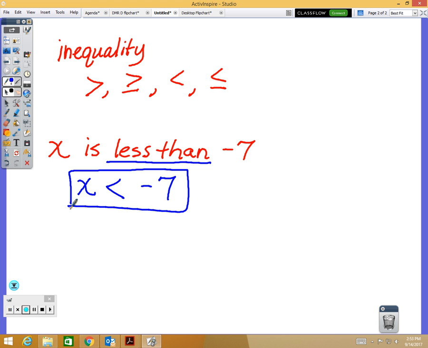So again, you had to be careful of the wording. If I said greater than, think about in your head which one would be greater than. This one, right? Greater than, okay? If I said less than or equal to, x is less than or equal to -7. All right, so just read it carefully and you will be fine. And again, that is writing the inequality.